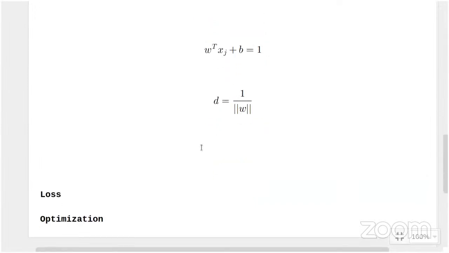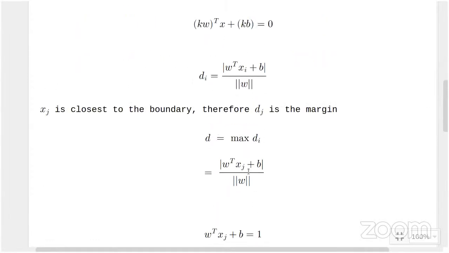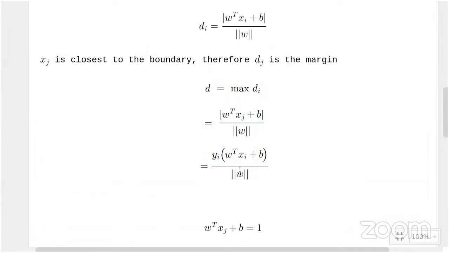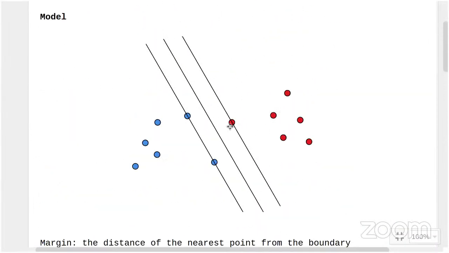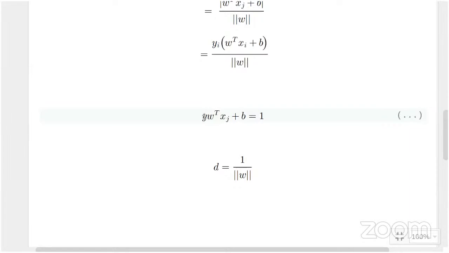So actually 2 by... oh, right, yeah, I missed that. There is one more step here. For a linearly separable case, we can rewrite this expression as yi times W transpose Xi plus B, by norm W. We can get rid of the mod sign, because when it's linearly separable, you know that y times W transpose X plus B is always positive. That is something you must know, and it is crucial.